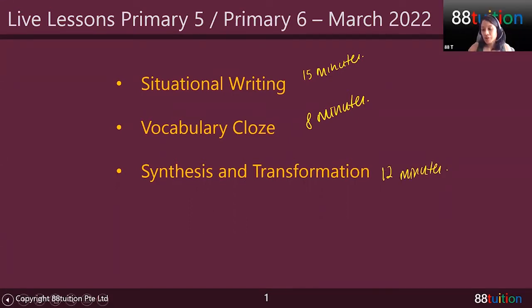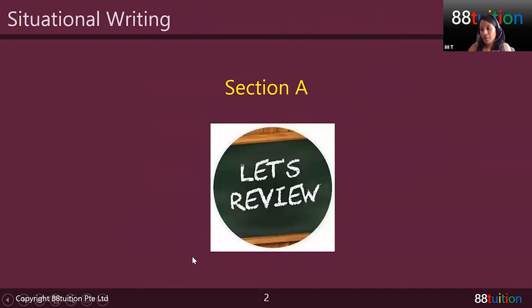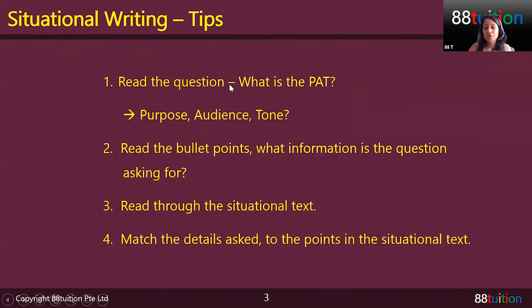Okay, we'll start with our situational writing first, okay? Remember, students, just a briefing, yeah? What is the PAT, the purpose, the audience, the tone, right? Who are you writing to? Okay, what are you writing for? The purpose, right? And the tone that you're supposed to write in, the situational writing piece, right? Read through the bullet points, what information is required, read through the situational text, okay? Try to match the details to the points in the text.